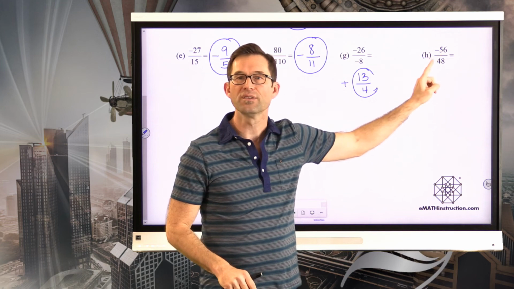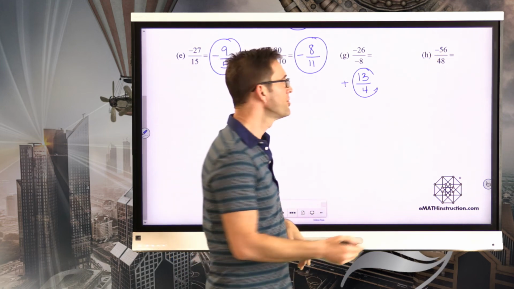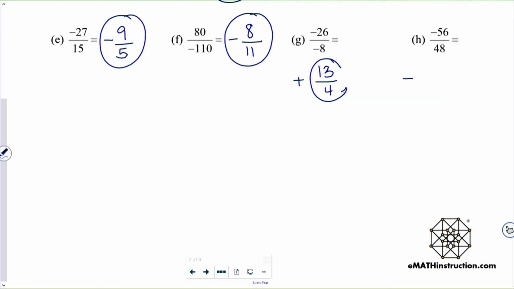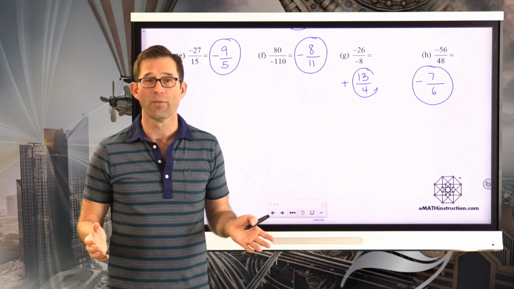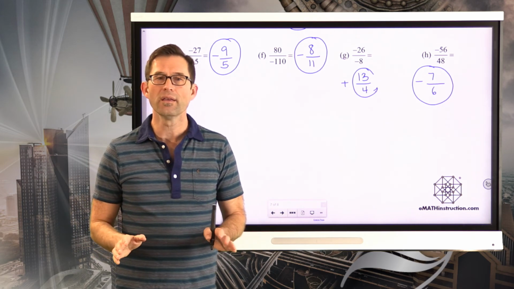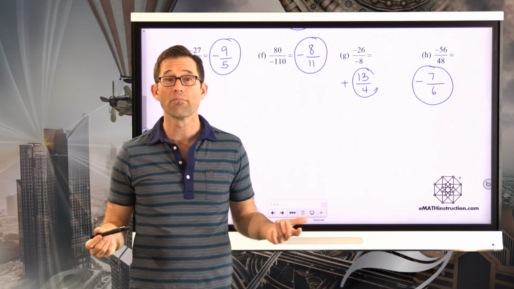I have negative 56 divided by 48, right? A negative divided by a positive is a negative. I can then divide the numerator by 8. And 56 divided by 8 is 7. And then 48 divided by 8 is 6. So negative 56/48 is negative 7/6. So it's very, very simple. But the overall idea is that you can get three fractions that look very different but are all the same.